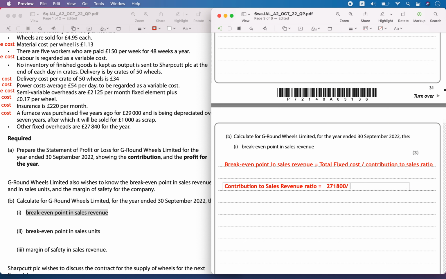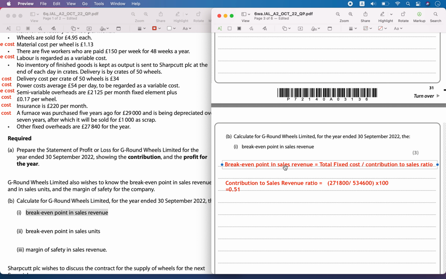So 271,800 divided by 534,600. Since it is a ratio, we are going to multiply it with 100. So that is going to be equal to 0.51. So this is the contribution to sales revenue ratio.